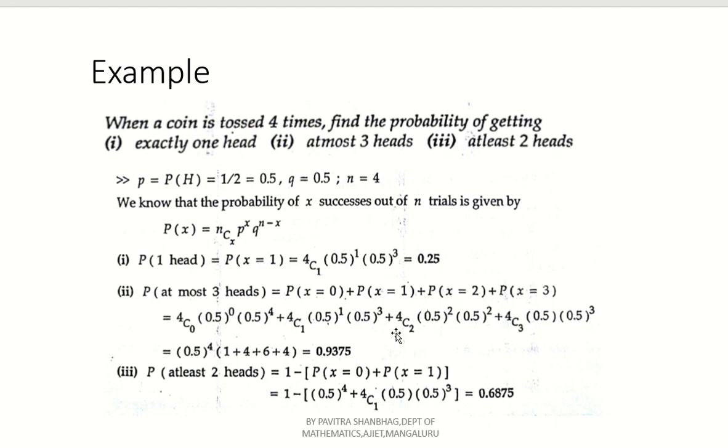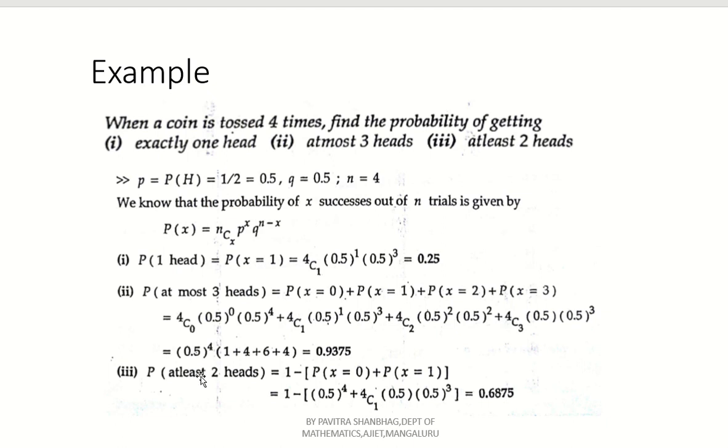Okay. Last one. Probability of at least 2 heads. At least 2 heads means what? 1 minus P of 0 plus P of 1. Or else you have to start from P of 2 plus P of 3 plus P of 4. Either you can write P of 2 plus P of 3 plus P of 4.